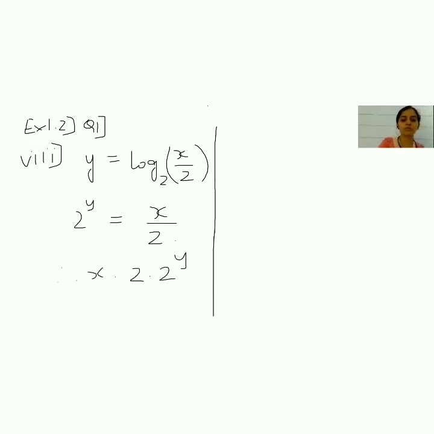Now what we'll do is differentiate with respect to y, that is dx by dy. So dx by dy is equal to 2 as it is, and 2 raised to y, that is a raised to f of x, is a raised to f of x into log of a, so log of 2. So this is our dx by dy.